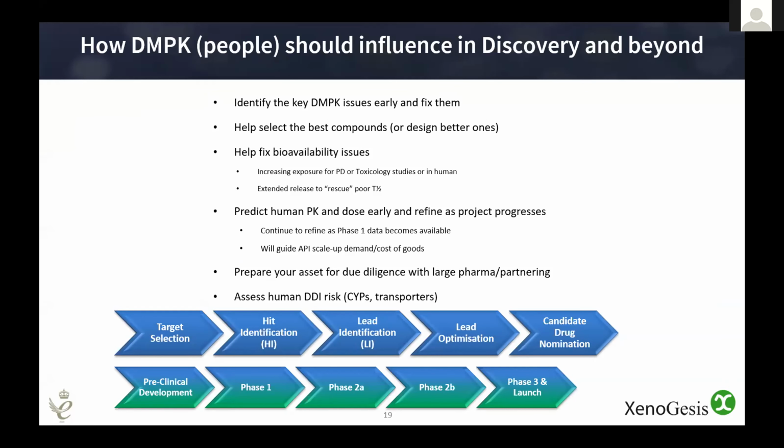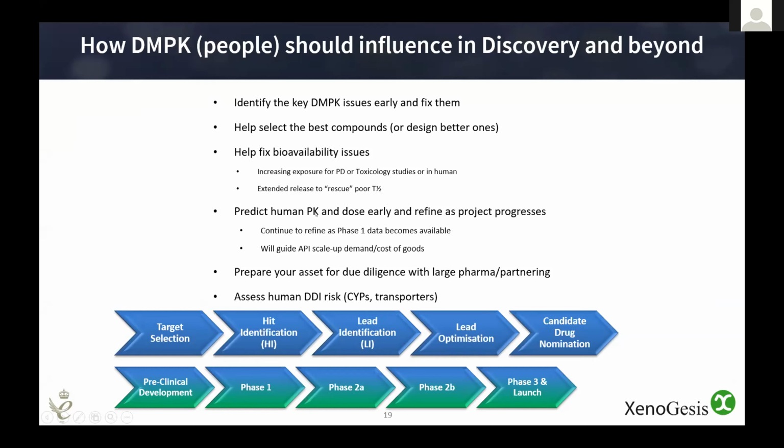So we should identify the key DMPK issues. I'm a chemist also. Look at the structures first of all, show me the structure, and then we'll have a look and we can say a lot from that. We should be able to help design better compounds, fix bioavailability issues, and hopefully extend release to rescue poor half-life compounds. That's possible as well, extended release as well as increasing bioavailability.